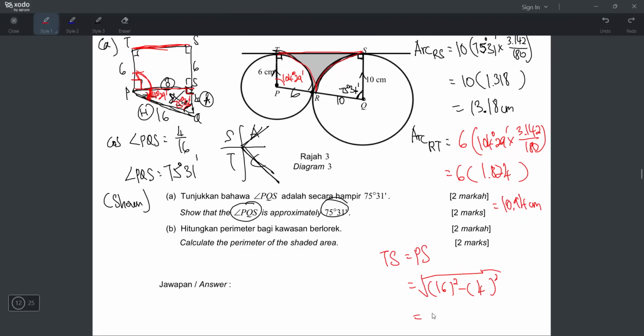So you press this, you will automatically get the length. If I write in 4 significant figures, it is 15.49. So if PS is 15.49, it means TS is also 15.49.